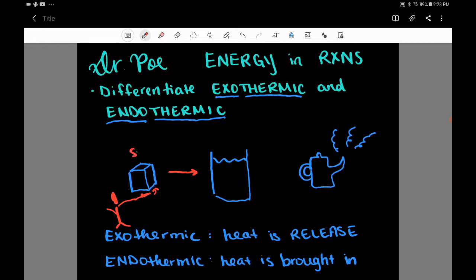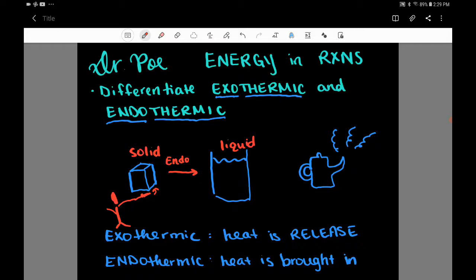So we started with a solid, and now we have a liquid. And what did we do? The heat is being put into our ice cube. So this is endothermic. We are adding heat.